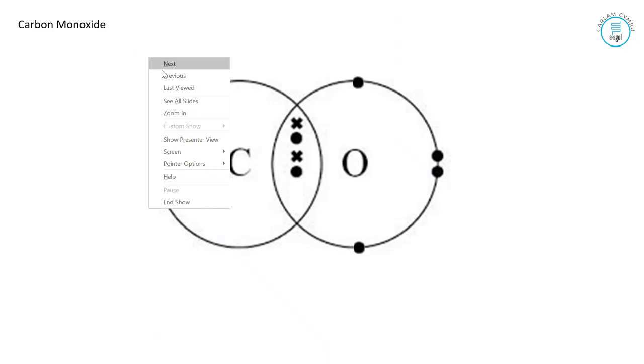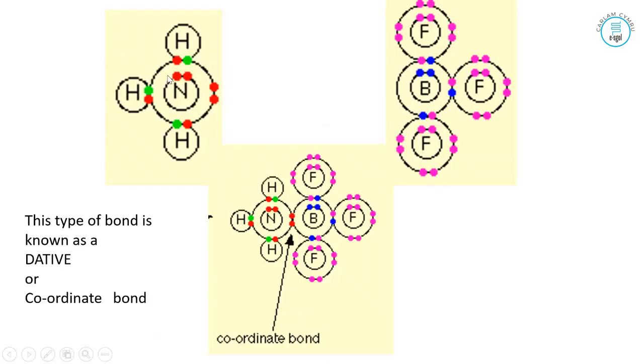And let's go back. You need to be able to describe a coordinate bond. It comes up quite often. So it's a covalent bond in which both bond pair electrons come from one atom. So in this case, they're coming from the nitrogen. And that means now our boron is no longer electron deficient.